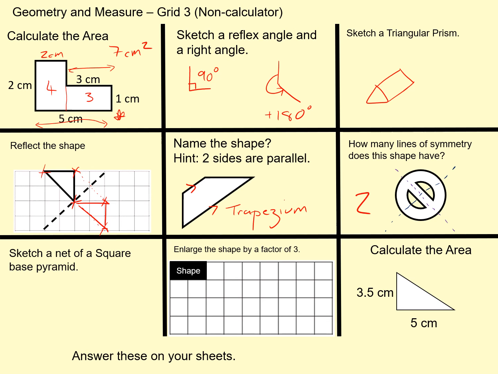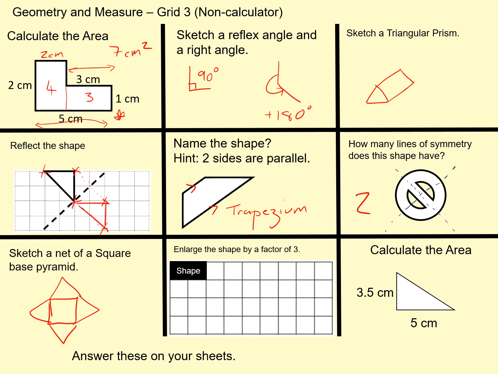Next up, sketch the net of a square-based pyramid. Well, assume that that's a square, and then you would have 4 triangles coming off as the net. So imagine that you had a pyramid and you flattened it out into a 2D shape.